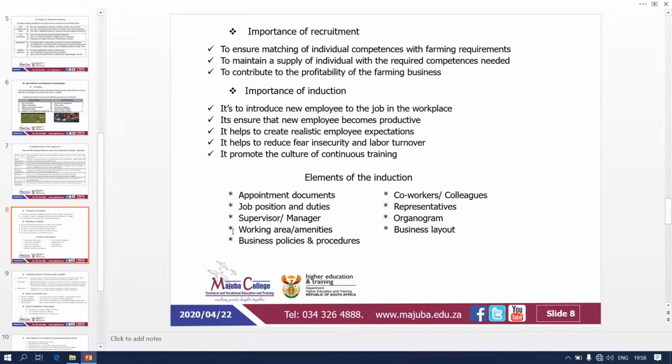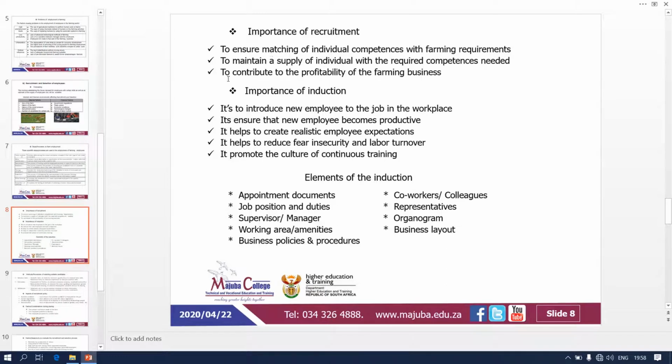Now, let's look at the importance of recruitment. Why is it important? To ensure matching of individual competencies with farm requirements. That's why we have to do recruitment: to maintain a supply of individuals with required competencies. So first of all, you have to match the individual competencies, and also you need to maintain them, right?